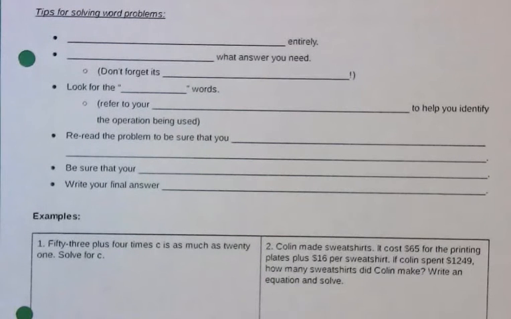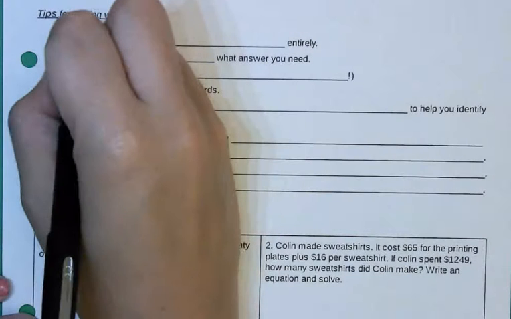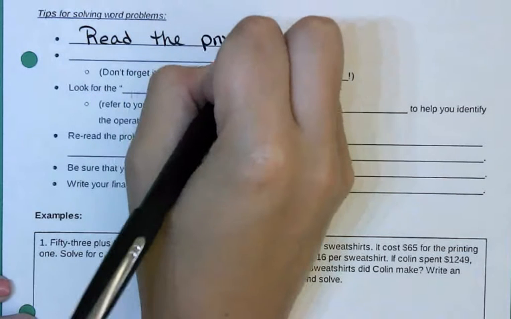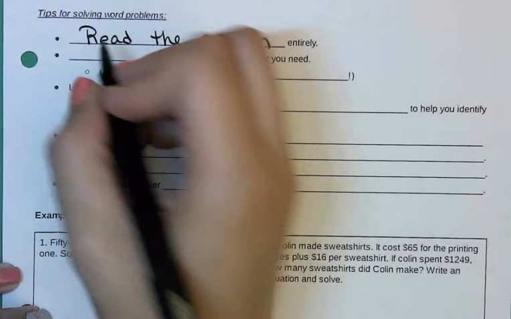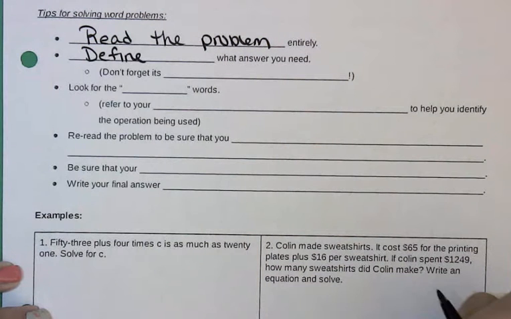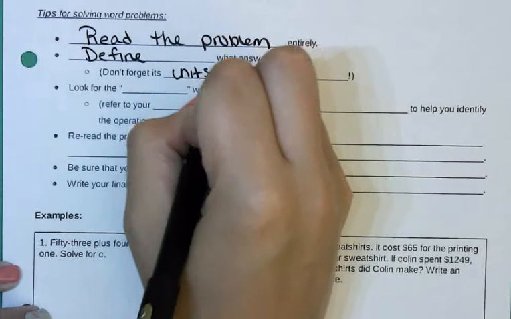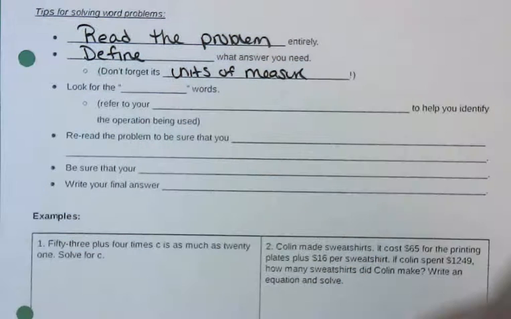Right below that tree map, I have a couple tips for solving word problems. The first thing you want to do is read the whole problem. Then you want to define what answer you need, so determine what you're looking for. And don't forget the units of measure. So if you're looking at feet or inches, that's what your final answer is represented by.